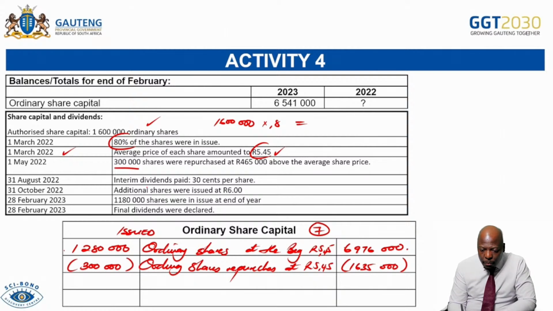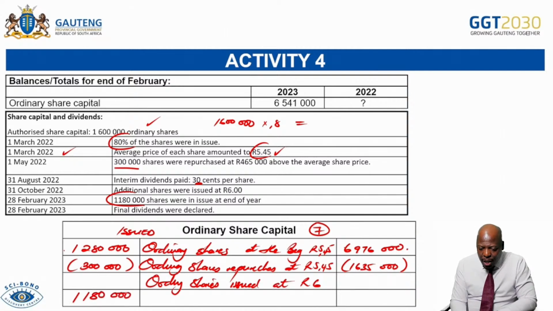Then, an interim dividend was paid, 30 cents. That means that interim dividend is going to be paid to what? To the number of shares minus this 300,000. I'm coming to that one. Additional shares were issued at 6 Rand. So we have ordinary shares issued at 6 Rand. We don't know that number of shares, but we're told that on 20 February, 1,180,000 shares were in issue.